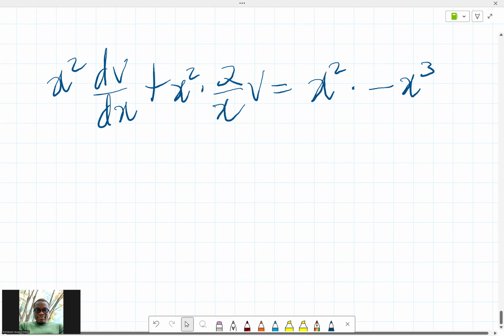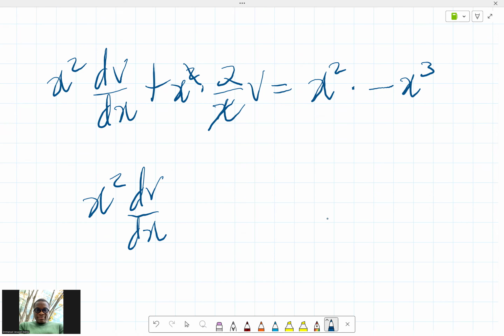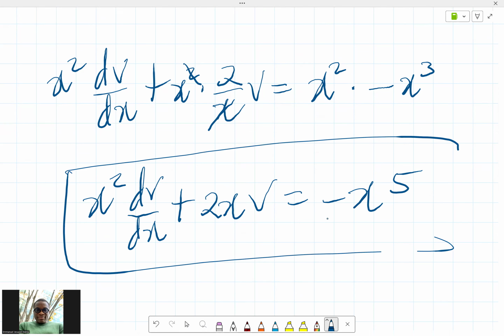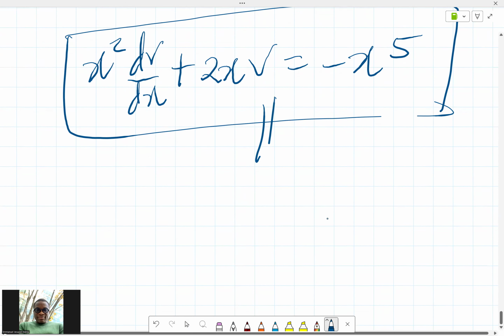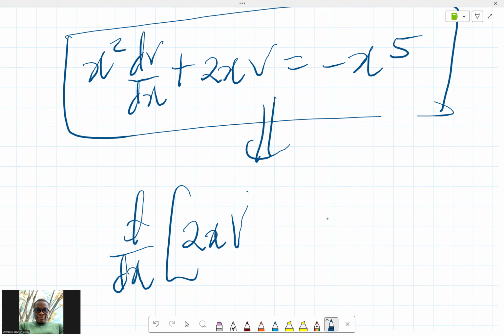So now we can say this is x squared dv/dx. One x cancels one of this, so we have plus 2xv equals minus x raised to the power 5. So this is the expression we have now. But then this can be written in shorthand form like d/dx of 2xv.